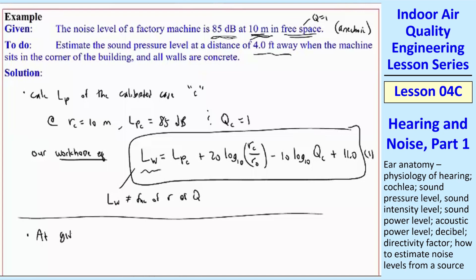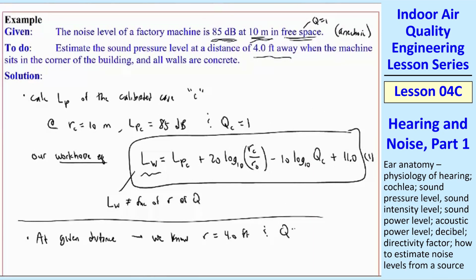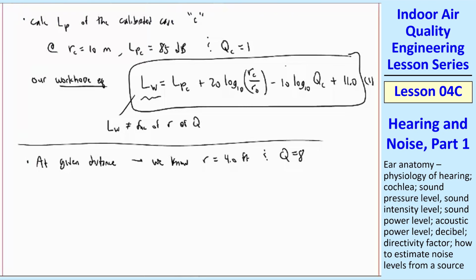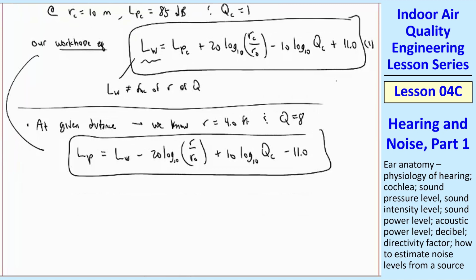At the given distance that we're interested in and the conditions, we know that R is 4.0 feet and Q, since it's in a corner, Q equal 8. So we can write our workhorse equation again. This time I'm solving for LP equal LW minus 20 log10 R over R0 plus 10 log10 Q minus 11.0. That's our workhorse equation again, and we'll call this 2. And now we plug 1 into 2 and do some algebra. Anytime you see this wavy arrow going down, that means algebra that I'm not showing. You can do this on your own.